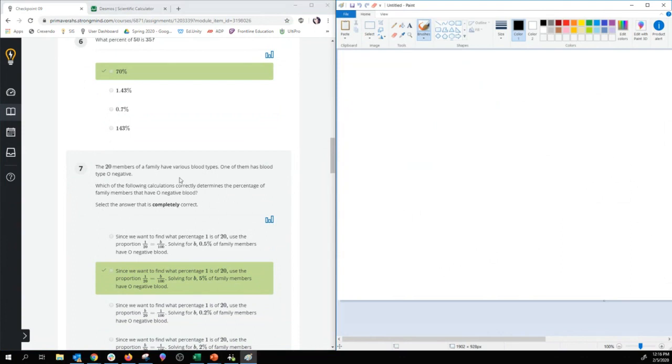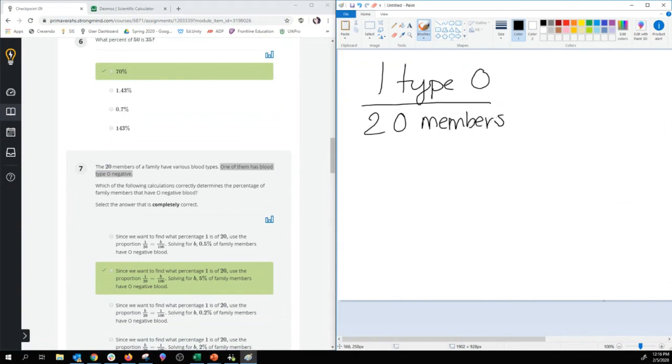Okay, let's see. So it says that there's 20 total family members, right, 20 total members, only one of them is type O negative. So there's one type O out of 20 total members. And I want to know which one correctly determines the percentage of finding a family member that has an O negative blood type. So this is going back to setting up our equation.